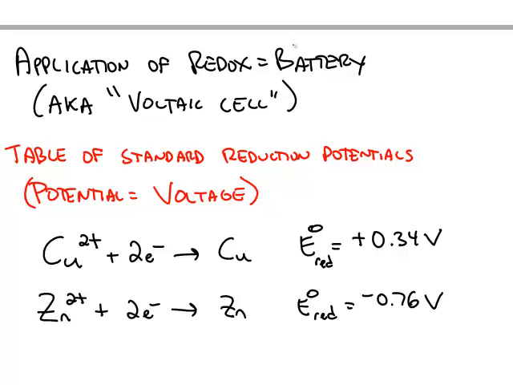An application of redox chemistry is making a battery. A battery is also called a voltaic cell. So what we're going to do is look at a list of standard reduction potentials. Potential is just another word for voltage.